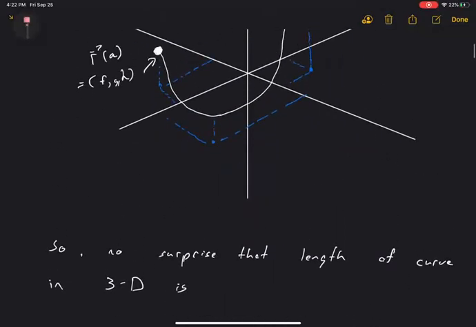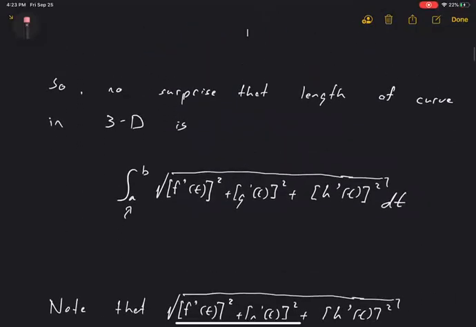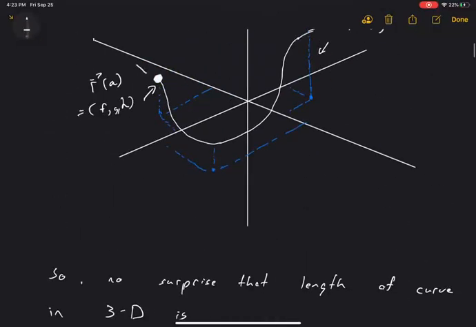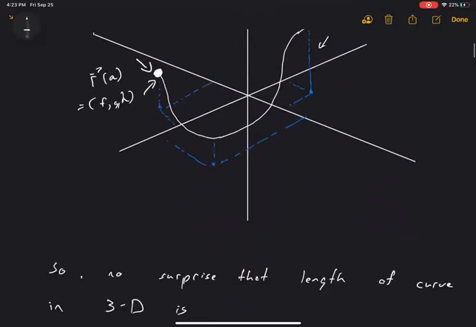Okay, so again, to find that arc length, I integrate what? The square root of f prime of t squared plus g prime of t squared plus h prime of t squared, and I integrate from a to b, where this a is the value of t that corresponds with my starting point, and b is the value that corresponds with my endpoint.